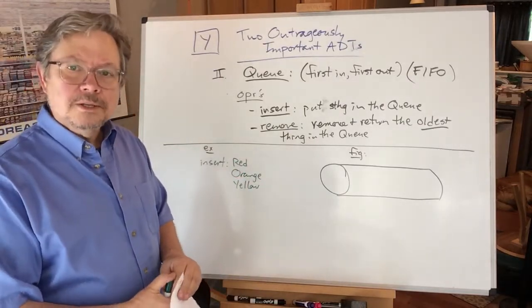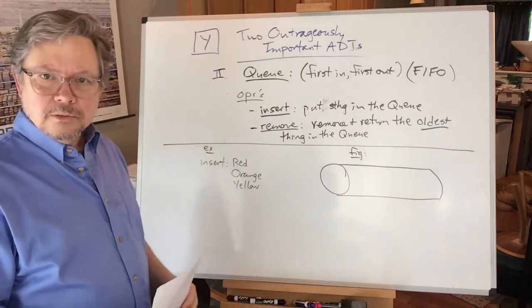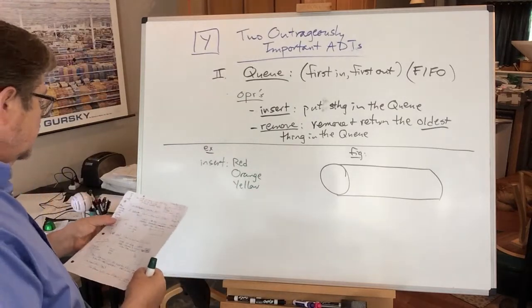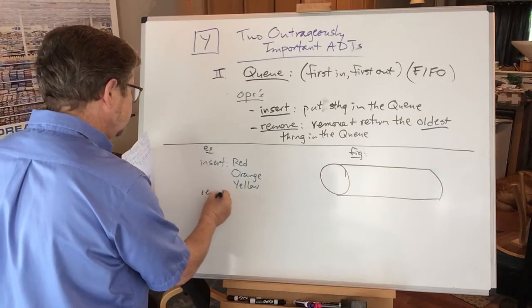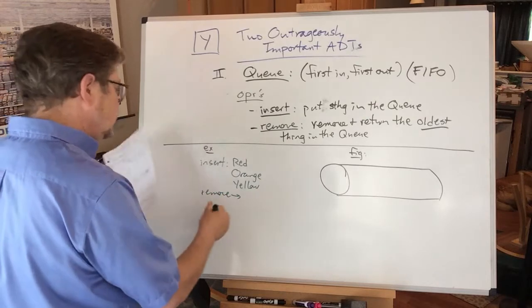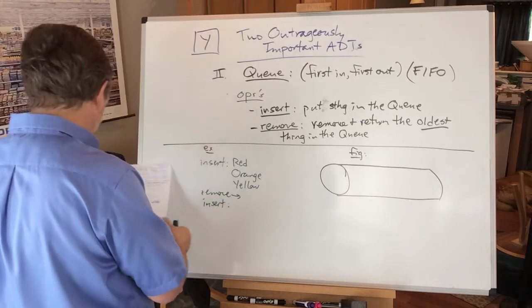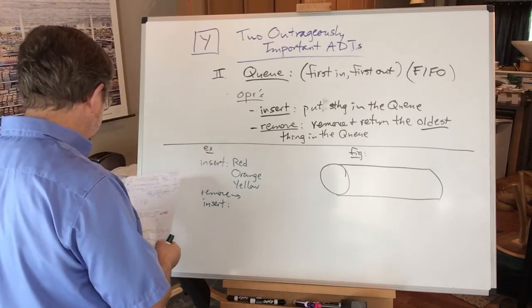If I do more or less the equivalent operations on a queue that I did on a stack, we'll be able to see how this behaves differently, won't we? Red, orange, yellow, and then not a pop operation. I'm going to do a remove, see if I get anything. Then what do I do? Some more insert operations. And if I copy this down right, man, I wish I could write more clearly. It'd be so much easier to follow this.